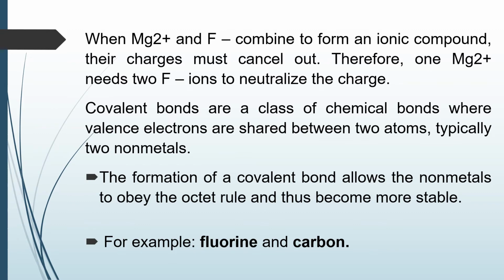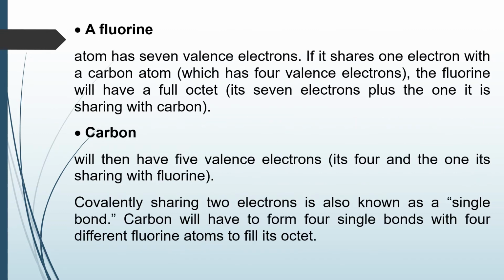For example, fluorine and carbon. A fluorine atom has 7 valence electrons. If it shares 1 electron with a carbon atom, which has 4 valence electrons, the fluorine will have a full octet, its 7 electrons plus the one it is sharing with carbon. Carbon will then have 5 valence electrons, its 4 and the one it's sharing with fluorine. Covalently sharing 2 electrons is also known as a single bond. Carbon will have to form 4 single bonds with 4 different fluorine atoms to fill its octet.